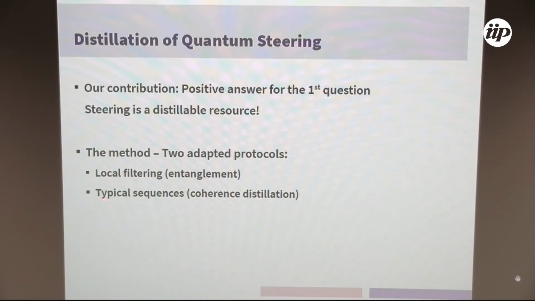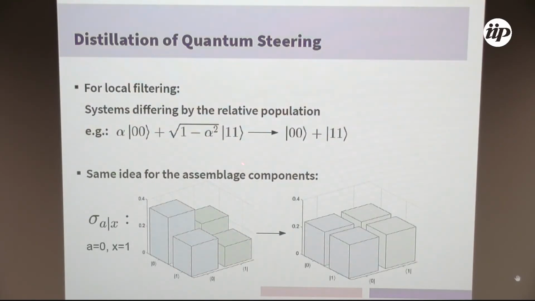And the other protocol we have dealt with was also based on a coherence distillation protocol, but I will not talk about this topic here. I will concentrate on this local filtering protocol, since we have also done an experiment on it. The essential idea is that we consider states, not normalized here, that differ from the maximal correlation by just a difference in the population between the levels.